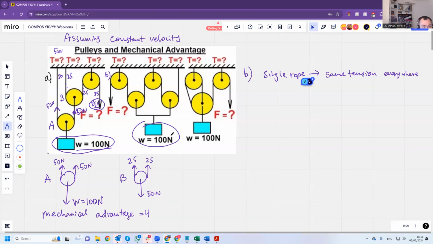Count the ropes it is suspended by. It's suspended by 1, 2, 3, 4 ropes. So weight is equal to 4 tensions. Yes, because it's tension, tension, tension, tension. And that means tension, once again, is 25 newtons in this case. And the force is also equal to tension because you're pulling on the rope. So the force is the tension, and the rope is 25 newtons.